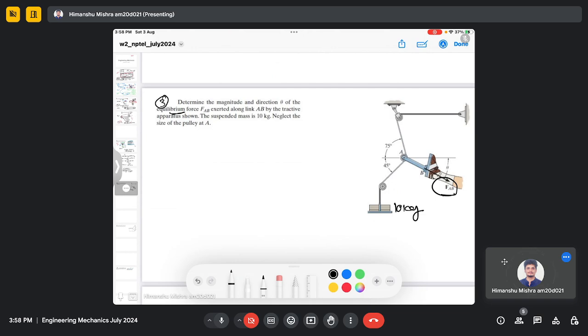So the only little trick here is that there is a weight or the force which is acting here on this cable, which is W, and the W is mg, which is 10 multiplied by 9.81, which is 98.1 Newton. So this 98.1 Newton force is acting along this cord, which is due to this weight.